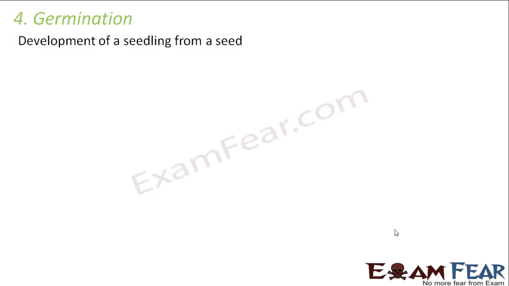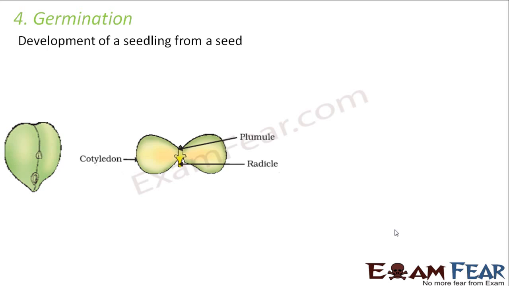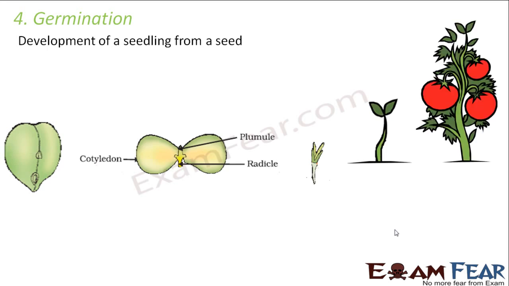What happens in germination is the development of a seedling from a seed. So from the seed, if you give it proper water and everything, it will gradually grow into a new plant. So this seed will gradually grow into a new plant. So this process is known as germination.